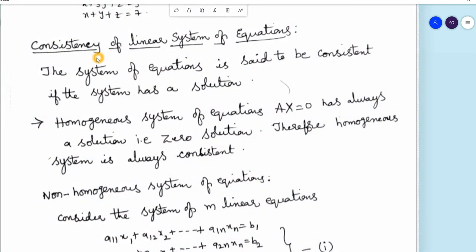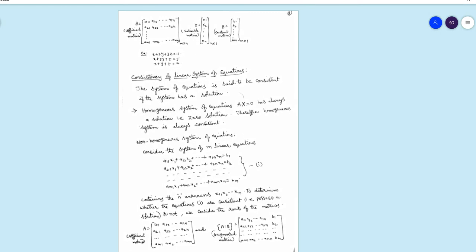What is consistency of a system of linear equations? If the given system of linear equations has a solution, then that system is said to be consistent. If the given system of equations doesn't possess any solution, then that system is said to be inconsistent. So the system is consistent if it has a solution, and inconsistent if it has no solution.